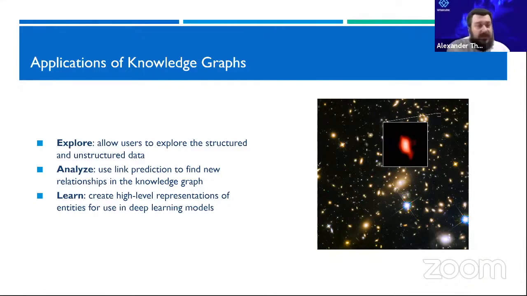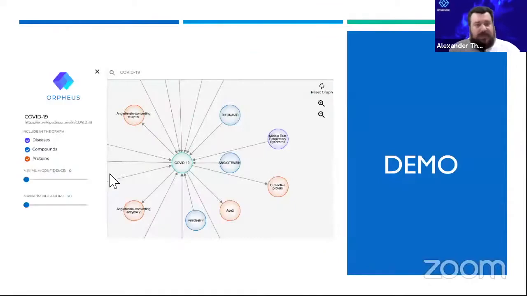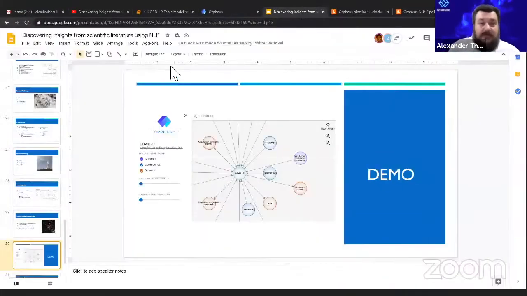What's cool about that is that if you're trying to predict compound target activation, you can actually use the vector produced from the graph as one of your sets of features. That allows you to use this literature data in other applications. So let's go take a look at the Orpheus demo.